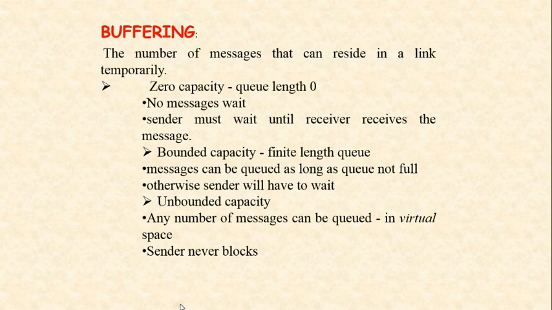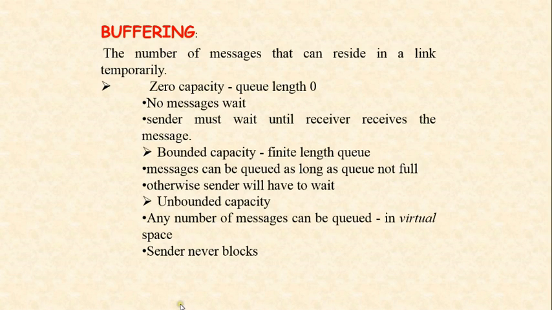Buffering. Messages exchanged by communicating processes reside in a temporary queue, irrespective of the communication being direct or indirect. Basically, such queues can be implemented in three ways. Zero capacity: the queue has a maximum length of 0, so the link cannot have any messages waiting in it. In this case, the sender must block until the receiver receives the message.